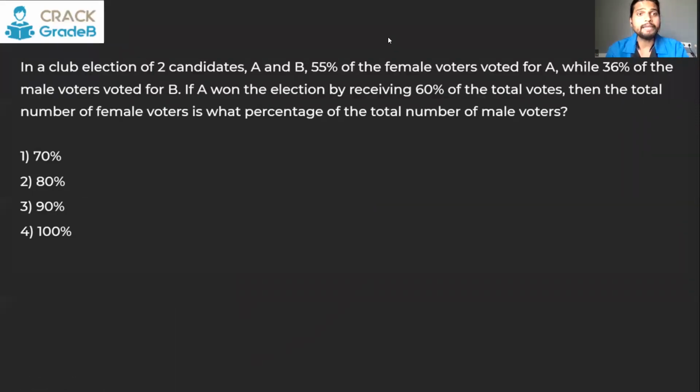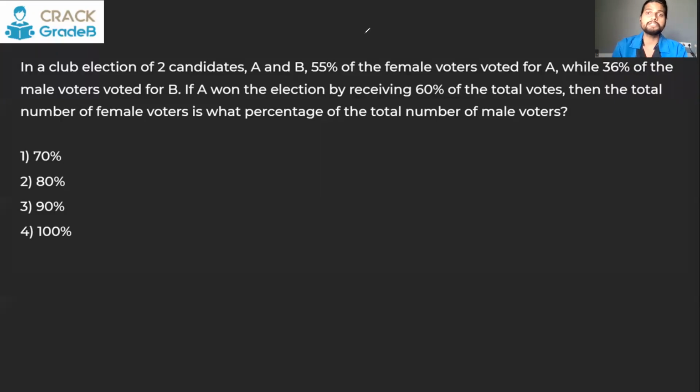It says in a club election, two candidates A and B, 55% of the female voters voted for A, while 36% of the male voters voted for B. If A won the election by receiving 60% of the total votes, then the total number of female voters is what percent of the total number of male voters?